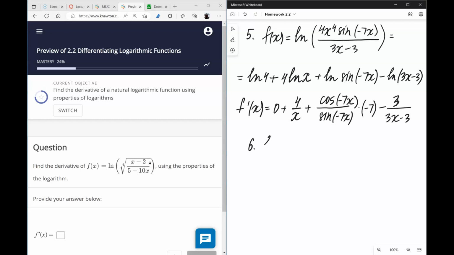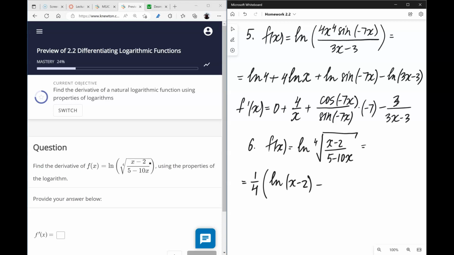Another logarithmic function that can be simplified before differentiating it. So we have here 1/4 ln of the difference. So it's going to be 1/4 ln of x minus 2 minus ln of 5 minus 10x.